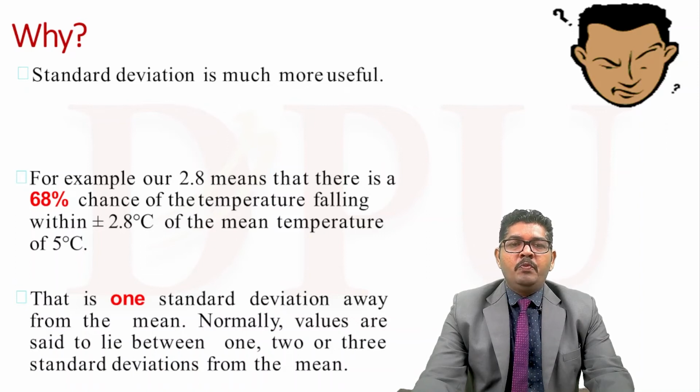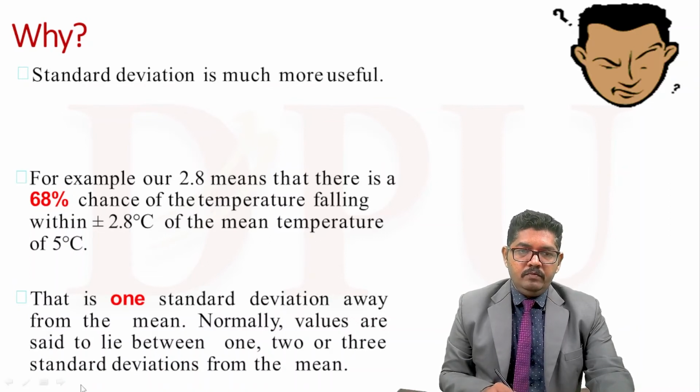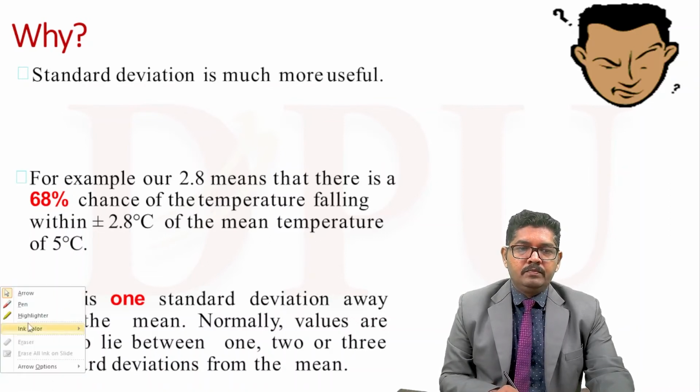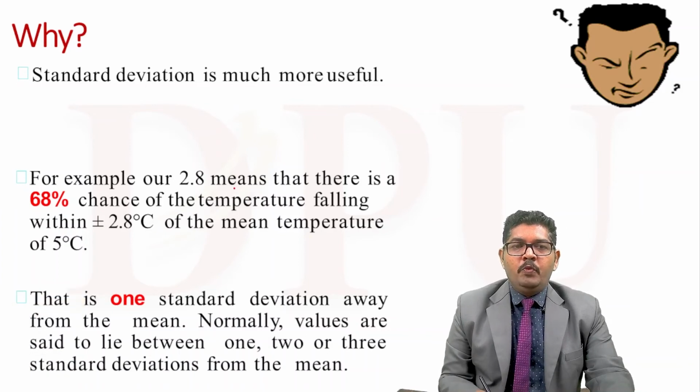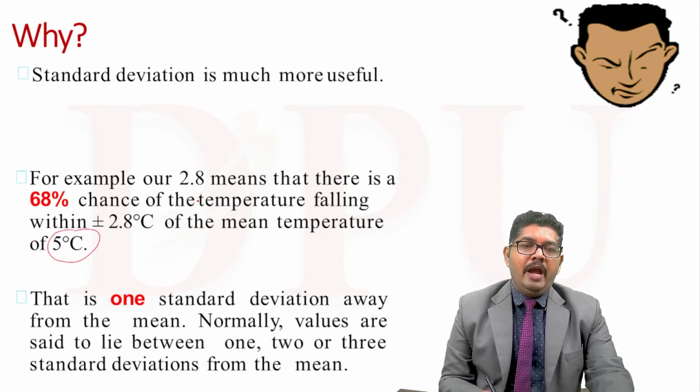For example, our 2.8 means that there is a 68% chance of the temperature falling within a 2.8 degree Celsius range of the temperature of 5 degrees Celsius. So 5 degrees Celsius is the mean. Why is the standard deviation so important? Because it is based upon all the observations. It uses the arithmetic mean also. Now this 5 degrees Celsius is the arithmetic mean, right? The central value, and 2.8 is the standard deviation.